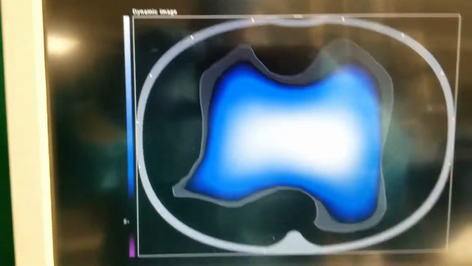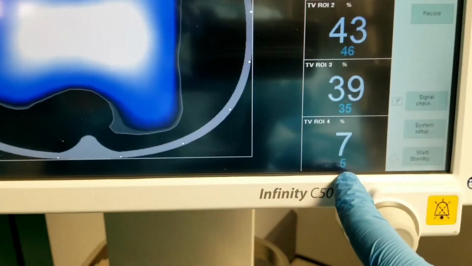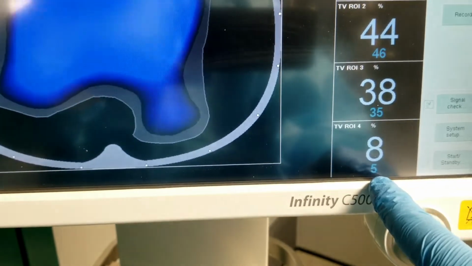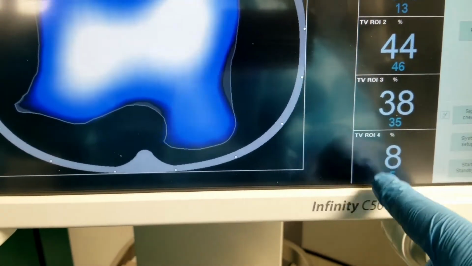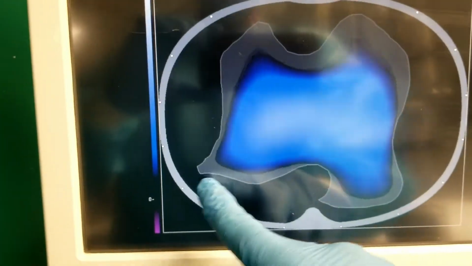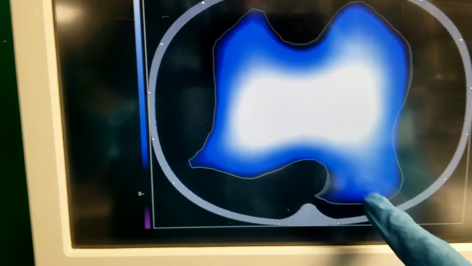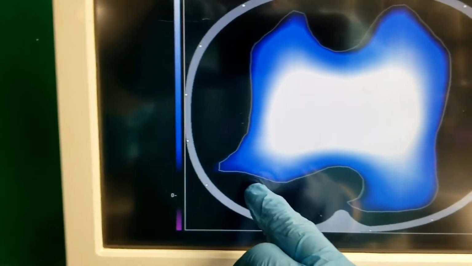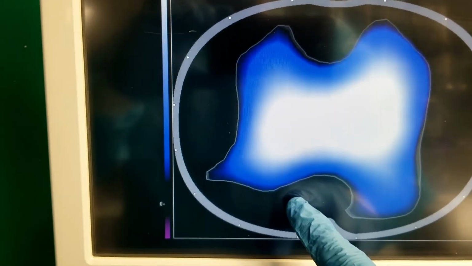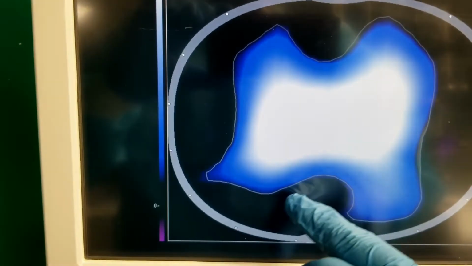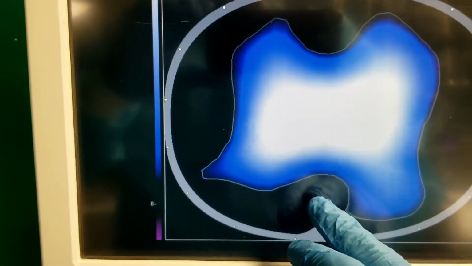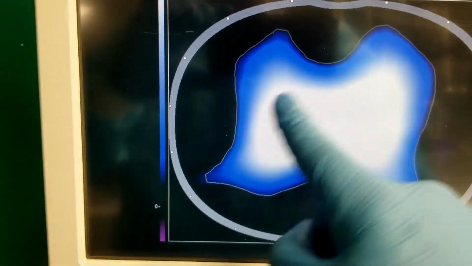But the good thing is that we're 2% higher in the dorsal distribution of ventilation. I see 8 sometimes happen. So we have 3% more of the 423 being distributed probably around here. Doesn't mean that there's no distribution at all here. It's just that when it's under 10%, it doesn't necessarily show. Once you have 10%, it shows in blue. And as you have more and more percentage, it'll show up in white.